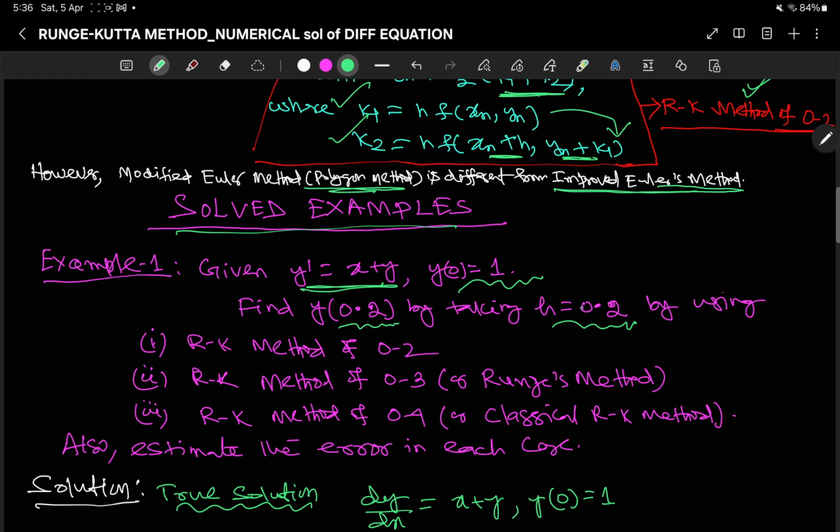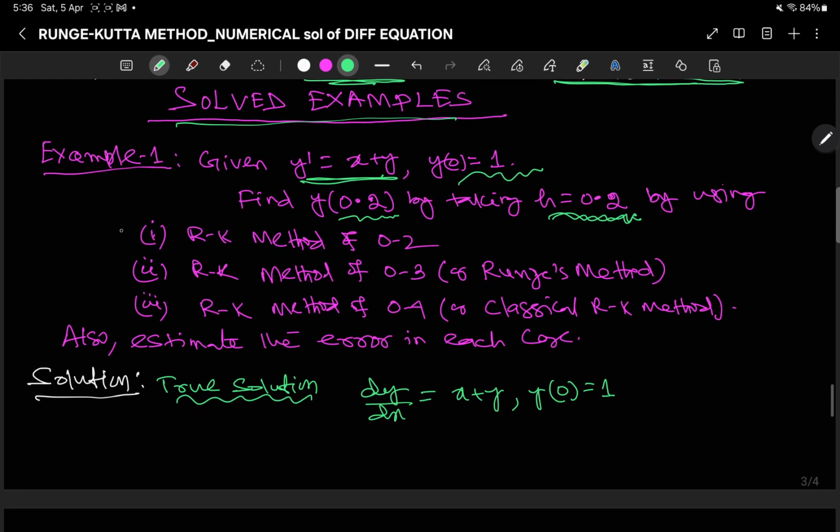Okay, if I take h is 0.1, then we have to carry out two steps. So I will just carry out one step taking h is equal to 0.2. We solve it by the RK method of order 2, then by order 3, then by order 4. Also we solve this differential equation by the usual technique, compare the difference, and estimate the error in each case. Okay, so let us solve this.